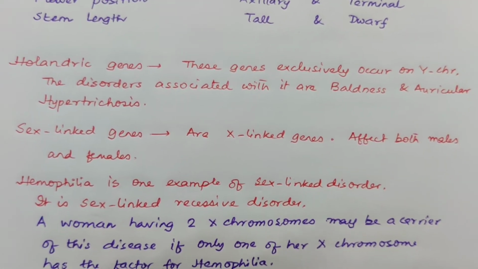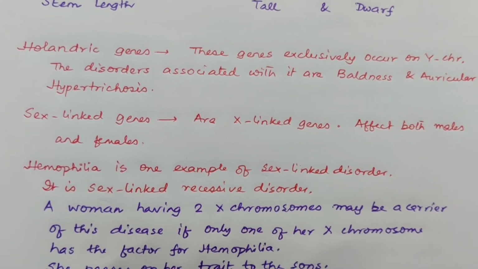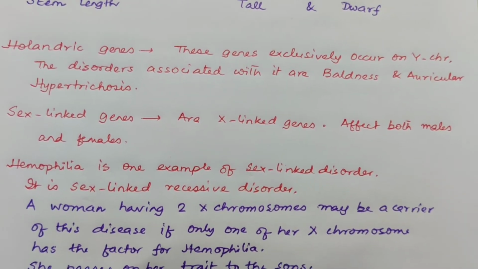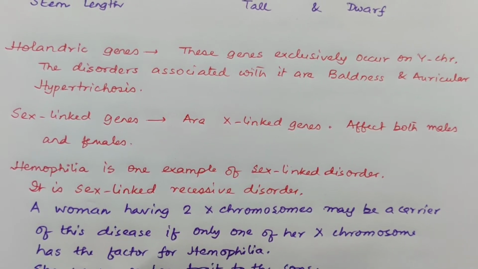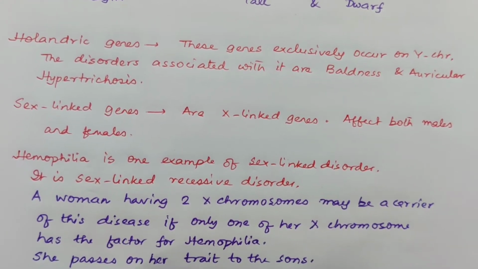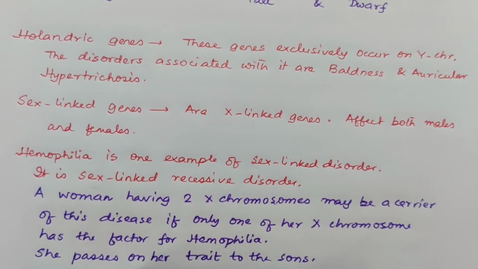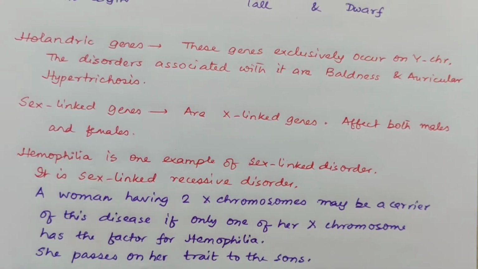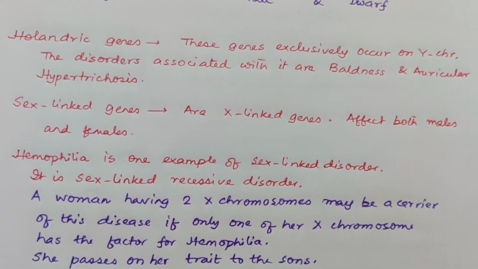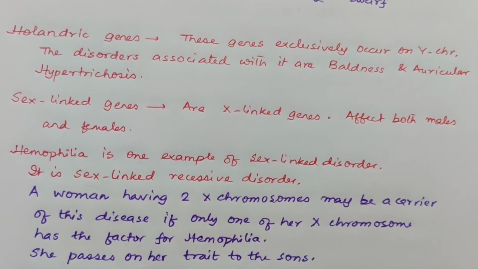Coming to another part, in humans, the Holandric genes. We know that human individuals are XX and XY. The females are XX and males are XY. The Holandric genes are exclusively male. These genes occur exclusively on the Y chromosome that is present only in males, not in females. The disorders associated with it are baldness and auricular hypertrichosis, meaning hair growth on the pinna.